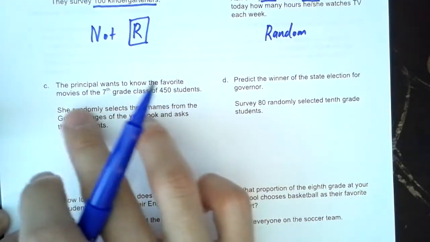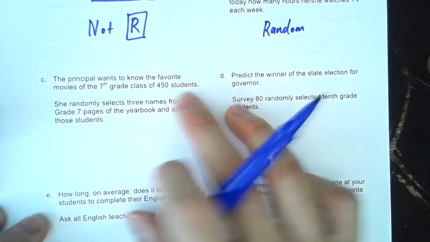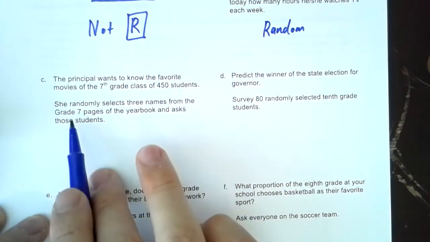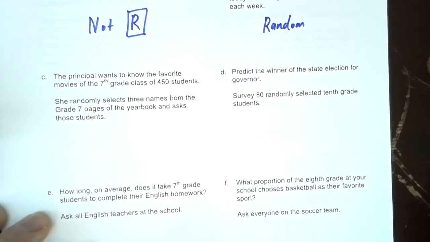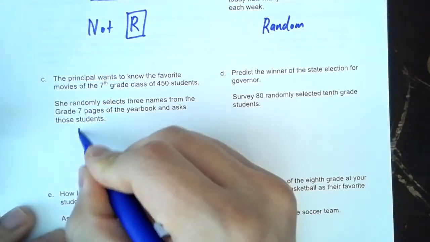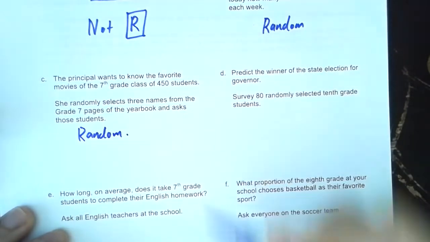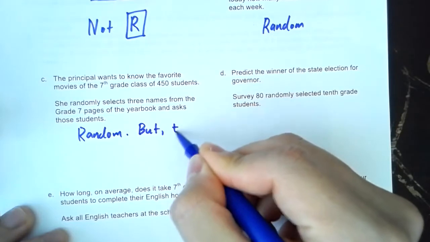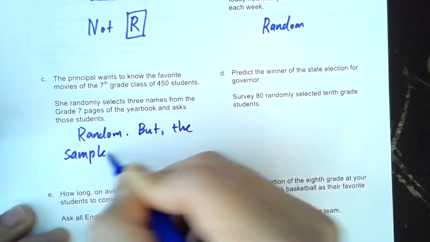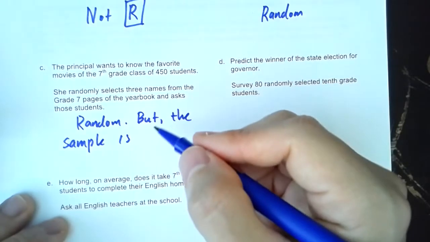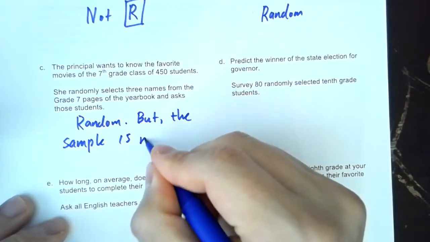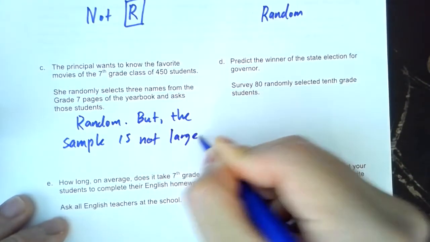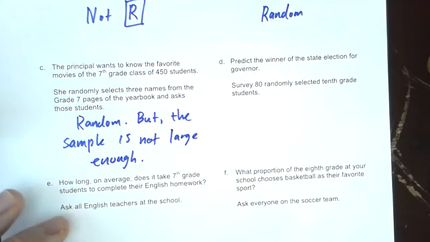The principal wants to know the favorite movies of the 7th grade class of 450 students. She randomly selects 3 names from the grade 7 pages of the yearbook and asks those students. Okay, so this is debatable. This to me is random, but there is a slight problem, right? The sample is not big enough. And we learned that the law of large numbers is important. So just randomly selecting 3 people is not large enough, because you need more data.